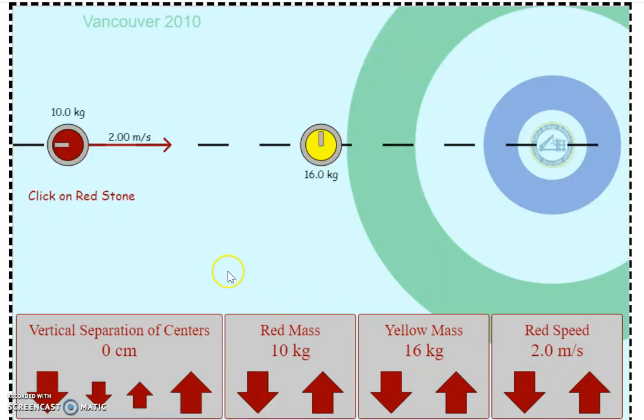Now, what should your prediction be? Well, if an incoming object collides with a stationary object that's larger, you might tend to think that the stationary object is going to move in the direction of the initial object, and the initial object will then bounce back. Let's see if that intuition is correct.